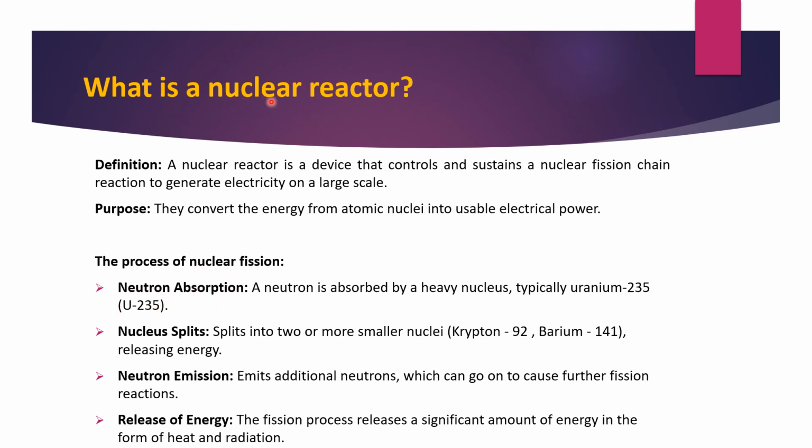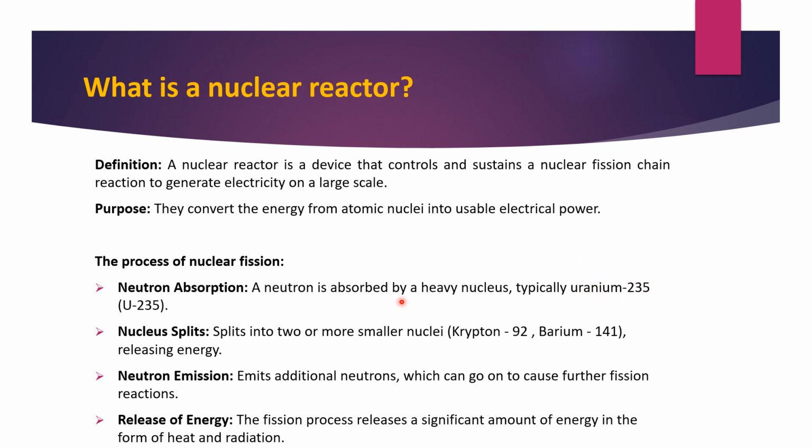Here the nuclear reactor is based on one basic principle, that is nuclear fission. By controlling this process we are generating the electricity. And how is this nuclear fission operation done? A neutron is absorbed by the heavy nucleus, typically uranium 235. The principle is that whenever a slow moving neutron is bombarded and absorbed by the heavy nucleus, for example uranium 235, and why it is, I'll explain again in the next slide.